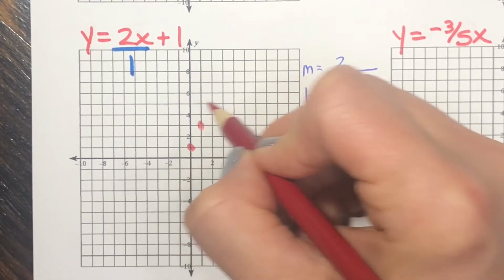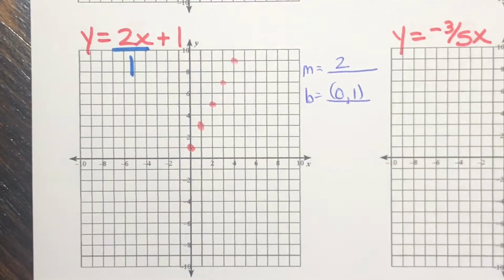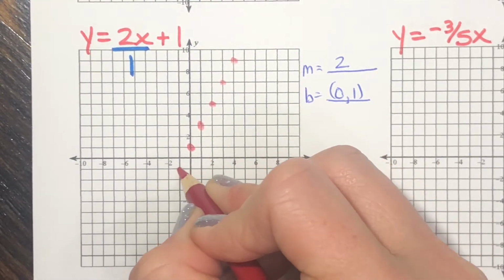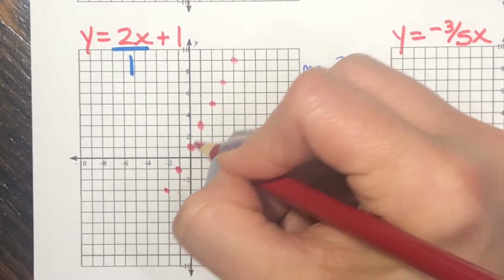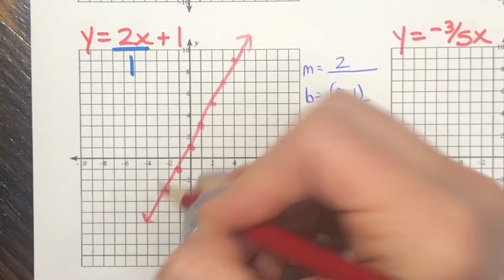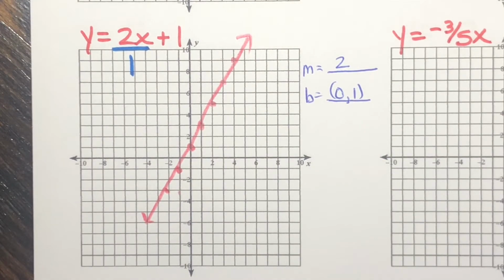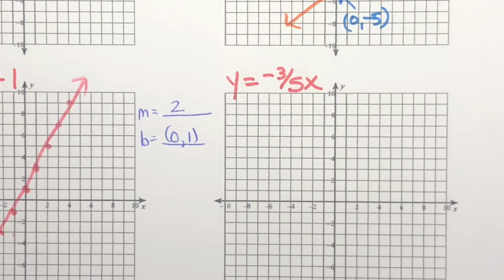I mean, I could keep going up 2 over 1, up 2 over 1, up 2 over 1 if I wanted. I could even go down 2 and left 1, down 2 and left 1 if I wanted. But I only need these 2 points to make my line, and that's my graph of y = 2x + 1.